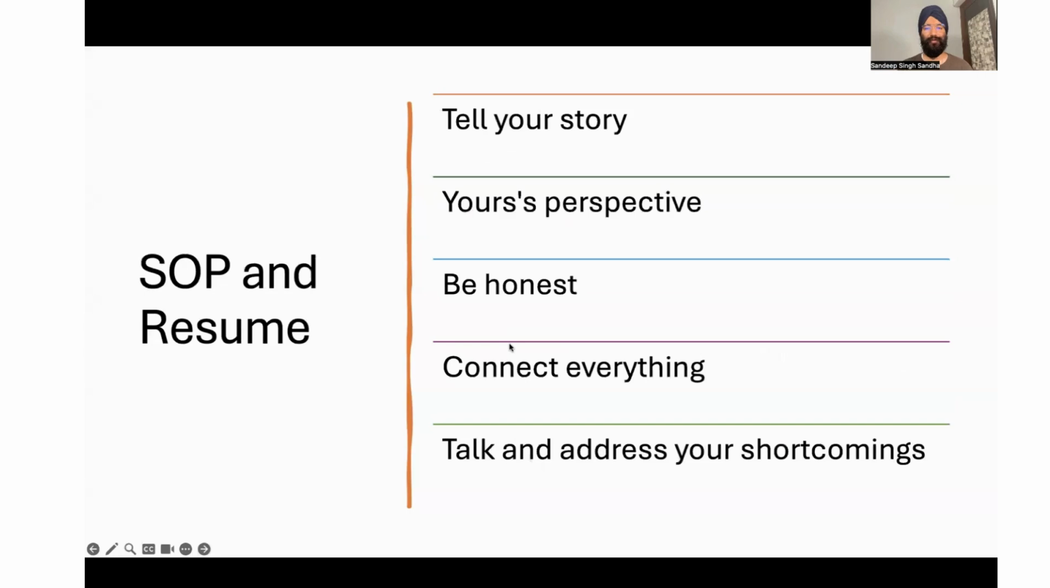After your tests and all are done, then comes the interesting stuff: the SOP and resume. You have to understand that every SOP is unique. So the SOP is telling your story from your perspective. You have to be honest here.